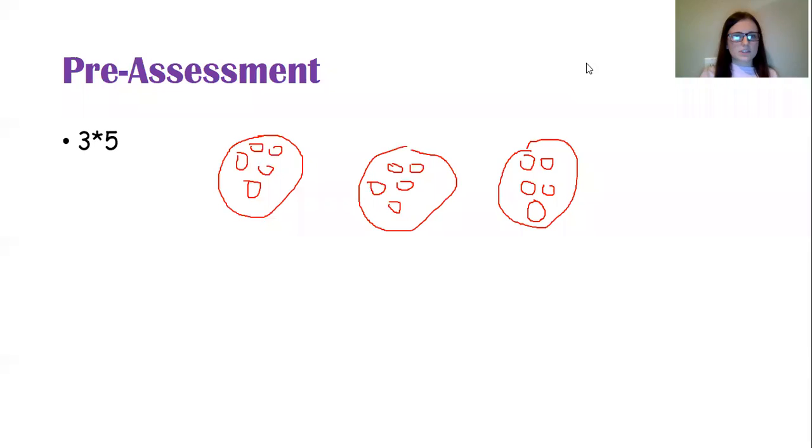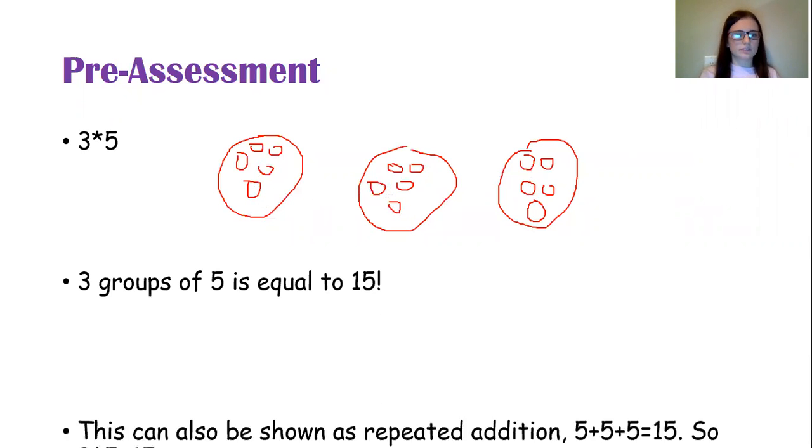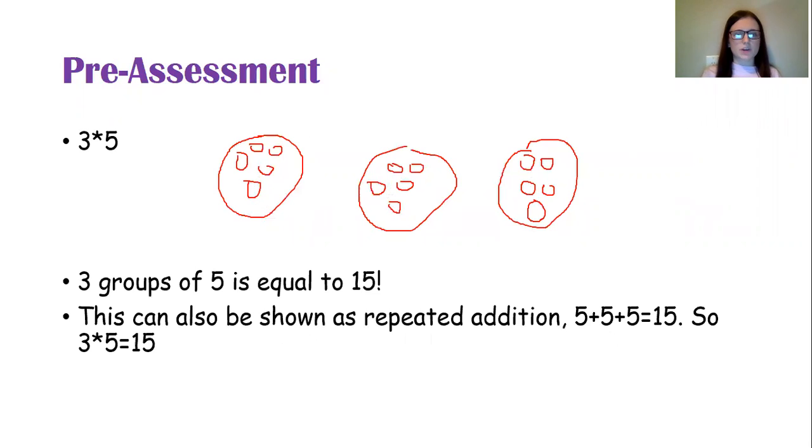And as you can see, we have 3 groups of 5. So it would be 5, 6, 7, 8, 9, 10, 11, 12, 13, 14, 15. 3 groups of 5 is equal to 15. This can also be shown as repeated addition. 5 plus 5 plus 5 equals 15. So that means 3 times 5 equals 15.